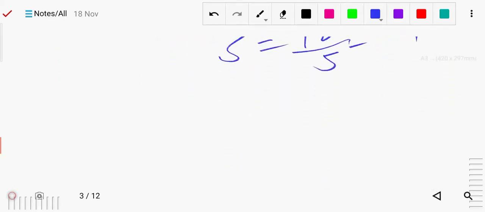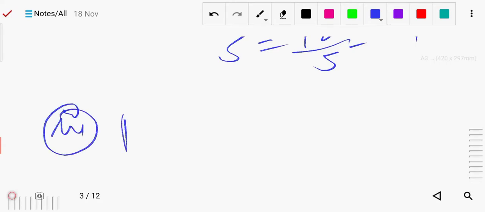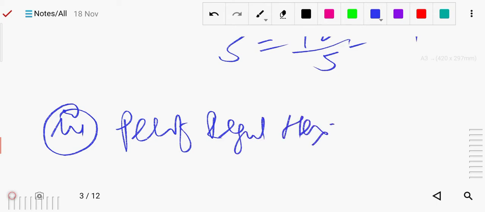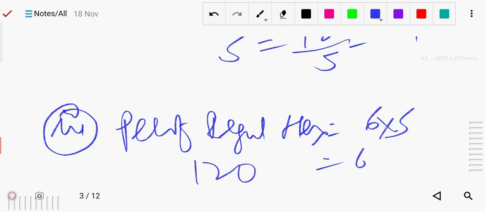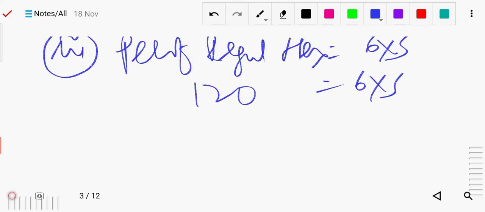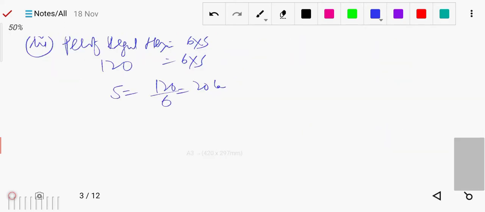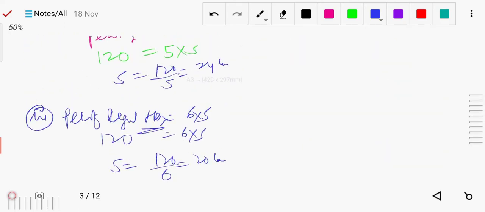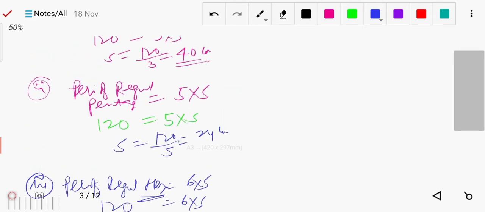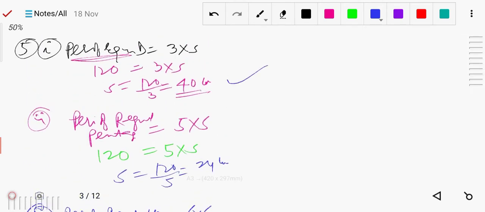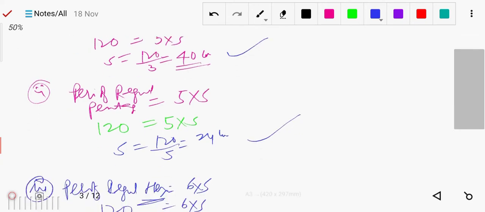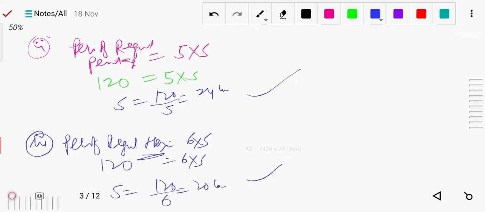Okay. So number 3, same like this, only we will change the perimeter to that of a regular hexagon. So it is 6 into s. So this is 120, it is given, equals 6 into s. Now we can find the value of s, because we have to find the side: 120 by 6. So it will be 20 centimeter. So that's your answer. Simply you have to know how many sides are in the hexagon, how many sides in the pentagon. So likewise you can do it. This is for the equilateral, this is for the pentagon, and this is for the hexagon.